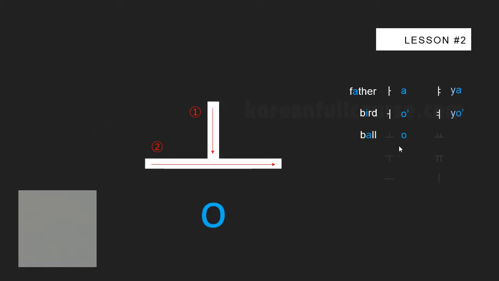It often gets confused with this letter because they kind of sound similar. Especially when you start learning Korean, you hardly can hear the difference between these two letters. So this O sounds like letter A in the English word bowl. And here's the rule how to write the letter. Start with the vertical stroke first and then draw the horizontal stroke.